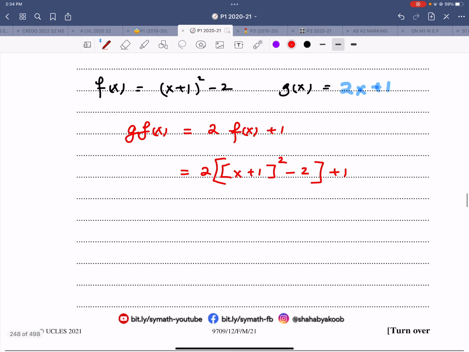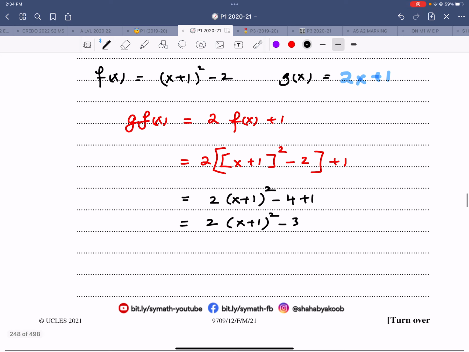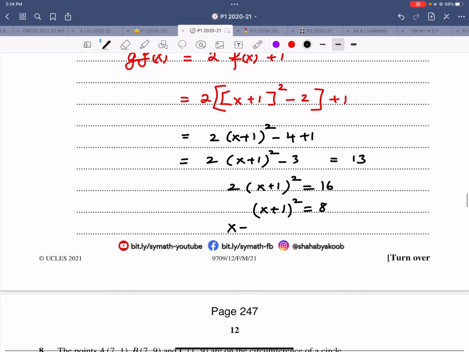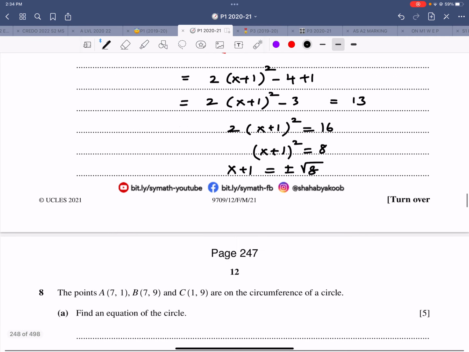Now over here you could have either used the original format, the general form, or this form. That's your choice. So therefore this is 2 (x plus 1) whole square minus 4 plus 1, that is 2 (x plus 1) whole square minus 3. Now I'm equating it to 13. So 2 (x plus 1) whole square equals 16. (x plus 1) whole square is equal to 8. Therefore, x plus 1 is equal to plus or minus square root of 8. And then you make x the subject. And that is the working for this one.